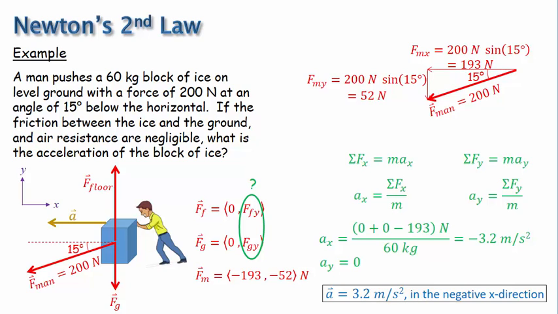The last thing to do is to make sure the answer is reasonable. You may not know that 3.2 meters per second squared is a reasonable value, but we can at least recognize that the direction that it points, in the negative x direction, is reasonable. Well, that's it for this video. There are more applications of Newton's second law to come in the next few videos, but that's it for now.